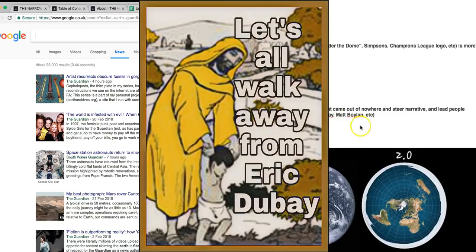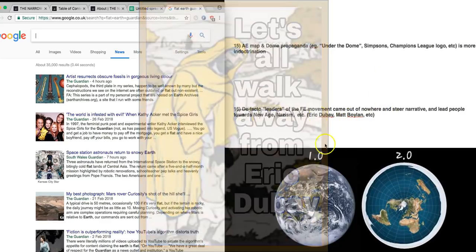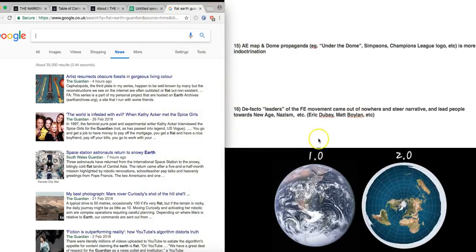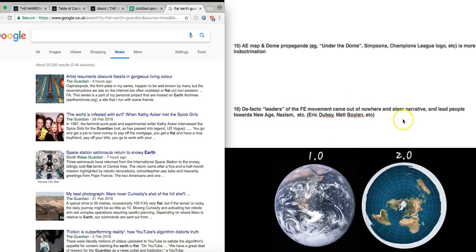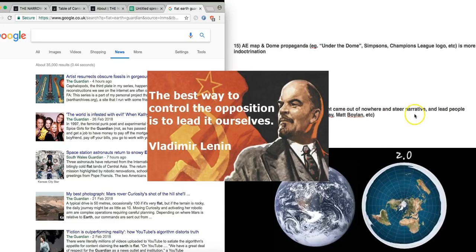Then you have Jesuits like Matt Boylan playing the controlled opposition, sympathetic with the Jews, and they're playing off each other. This is how they do it. The Hegelian dialectic: the thesis, the antithesis, and they get the synthesis. I don't want to get into details on these guys, but there are a lot of people pushing this map who are trying to control the narrative.